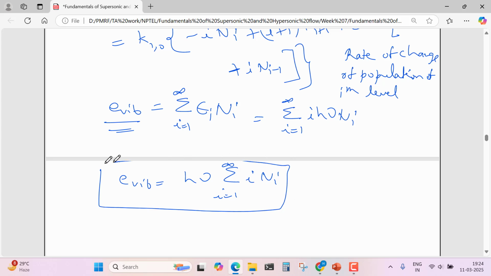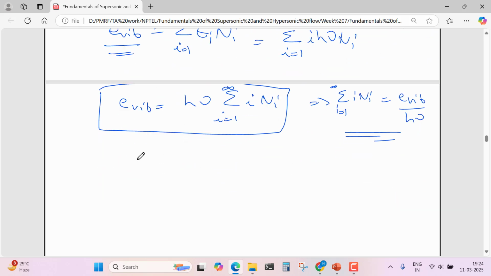This is one equation. From this we will get one more thing: sigma i n_i, i equal to 1 to infinity, equals E vibrational upon h nu. We will have its use later. Now we will take its derivative. So we get dE vibrational upon dt equal to h nu sigma i equal to 1 to infinity i dn_i upon dt, because all these terms are independent of time.